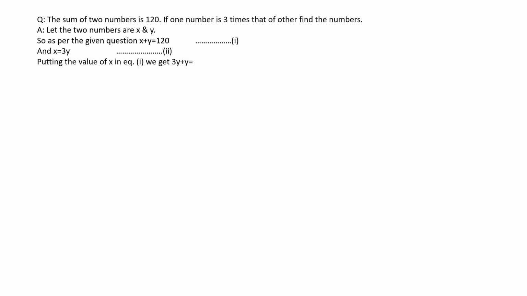Now, putting the value of x in equation 1, we get 3y plus y equals 120. That means 4y equals 120, or y equals 120 by 4, which equals 30. Now, it is already given that x equals 3y. So x is 3 into 30, which equals 90. So the required numbers are 90 and 30.